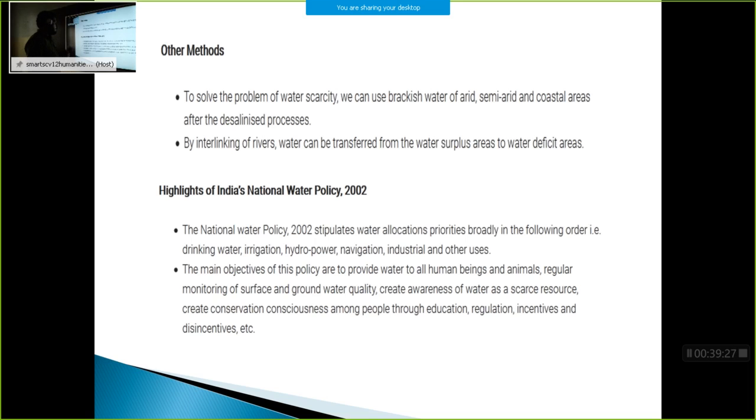Okay. The main objectives of this policy are to provide water to all human beings and animals, regular monitoring of surface and groundwater quality, create awareness of water as a scarce resource, and create conservation consciousness among people through education, regulation, incentives and disincentives. These are some of the policies which are brought up by the government. All these policies are meant for the conservation of water and for the judicious use of water.